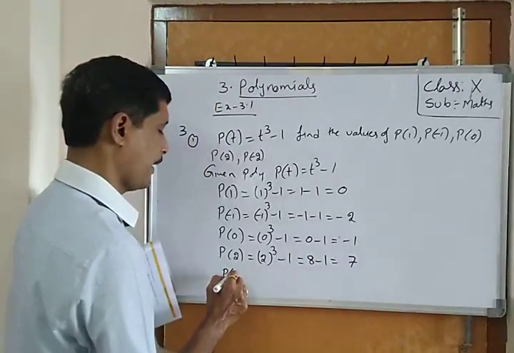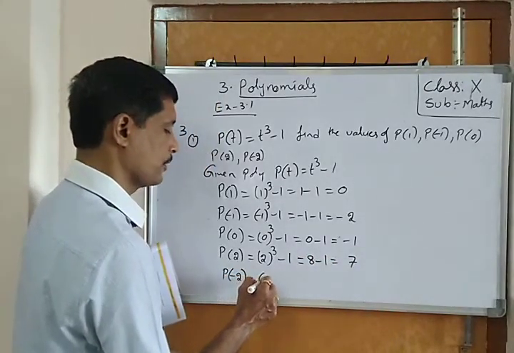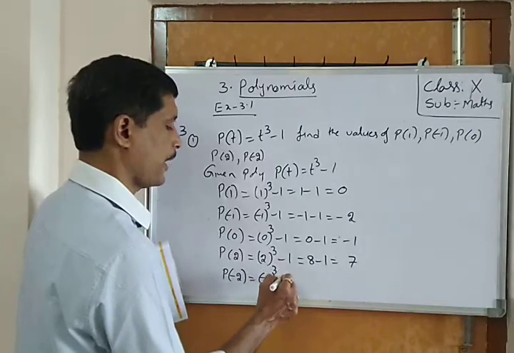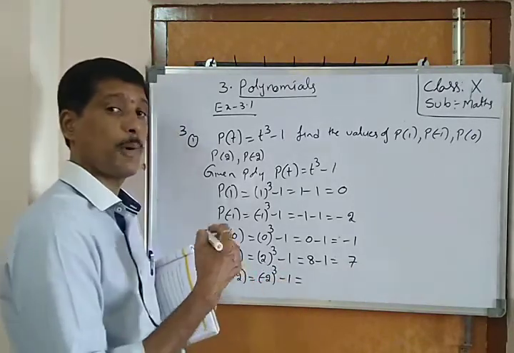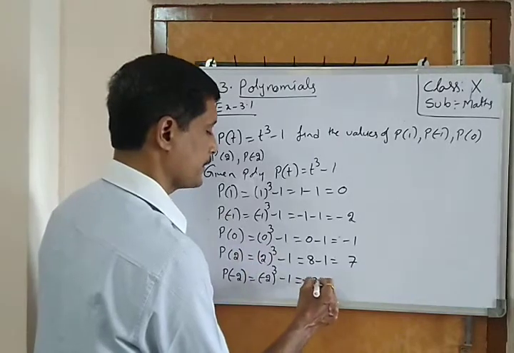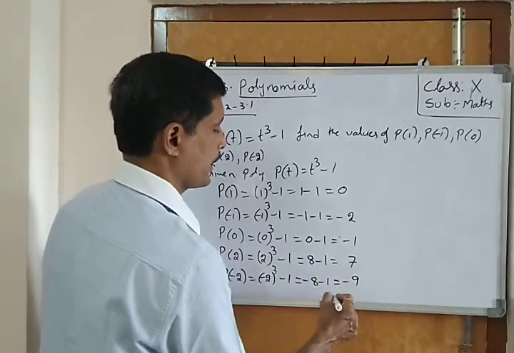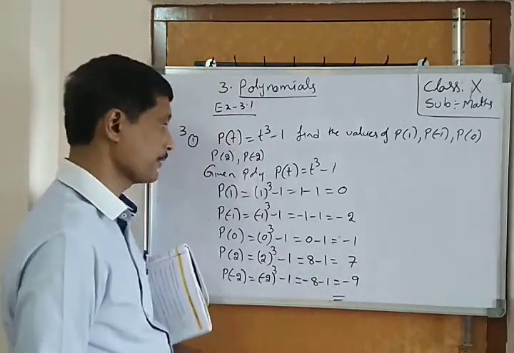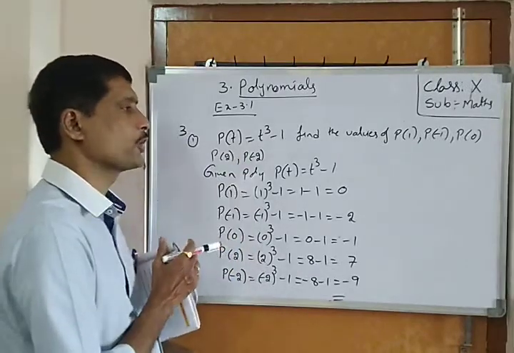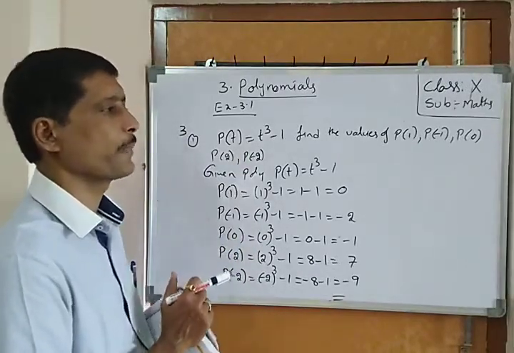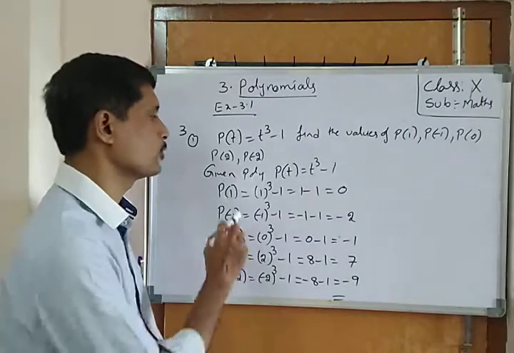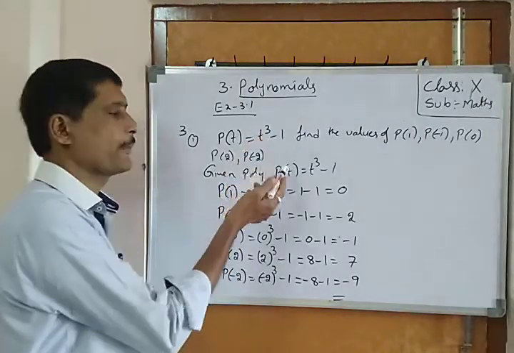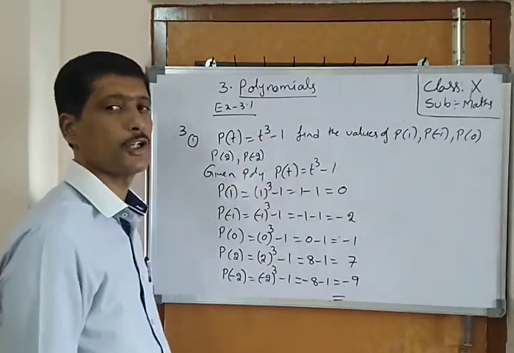Next, p of minus 2, t is replaced by minus 2: minus 2 whole cube minus 1. Minus 2 whole power 3 equals minus 8, minus 1 equals minus 9. That is the answer. Check one more time. Here p of t equals t cube minus 1. Find the values of p of 1, p of minus 2, p of 0, p of 2, p of minus 1. First write the given polynomial. p of t equals t cube minus 1.